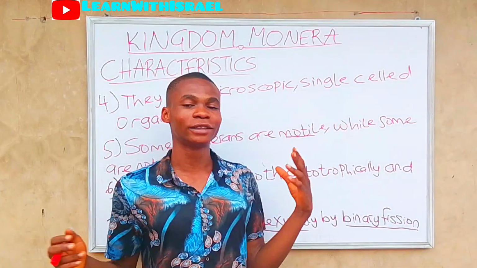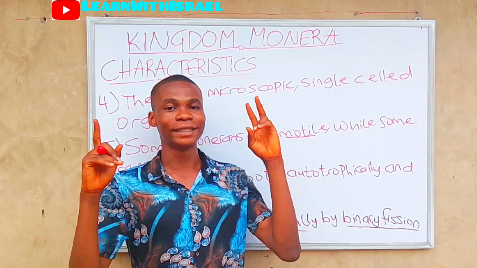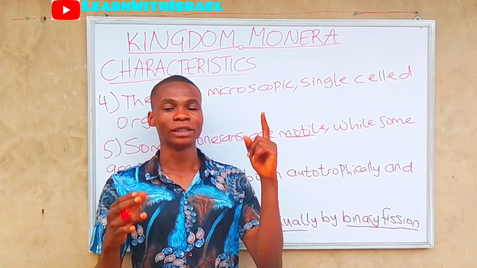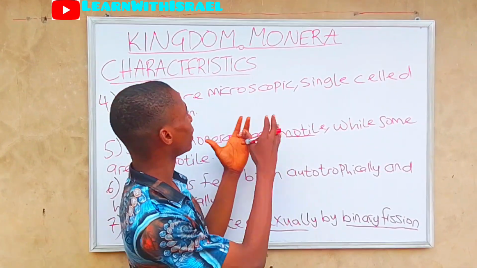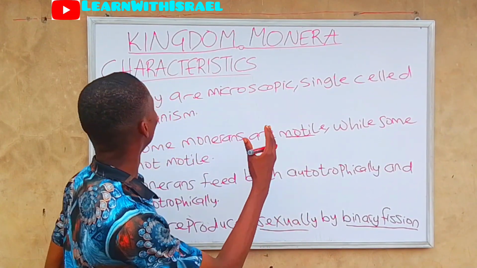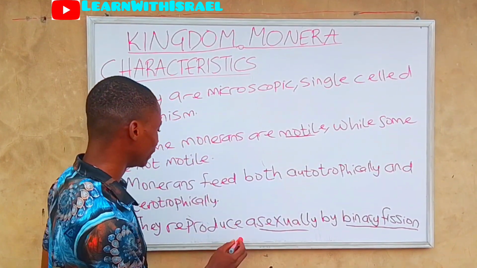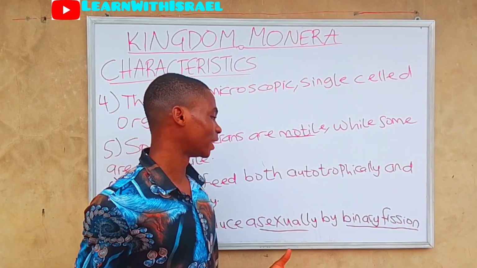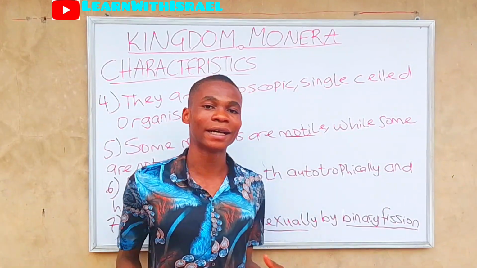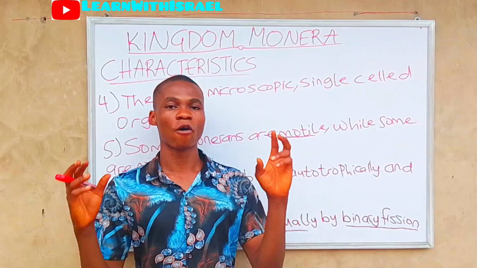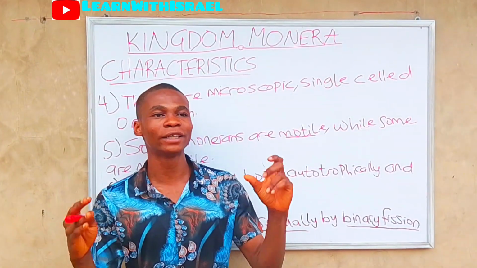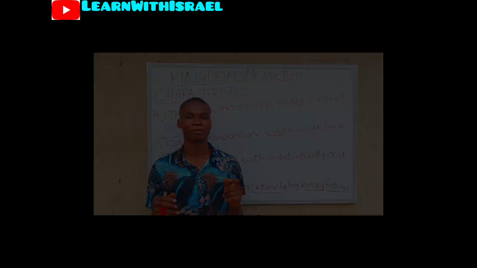So far we've talked about the definition of Monerans and the examples. Here we mentioned bacteria and blue-green algae, and now we've also talked about the characteristics of Monerans. Make sure you note, especially this seventh one, that they reproduce asexually by binary fission. So now let's move to the diagram of Monerans, where I'm going to explain all the parts of it.